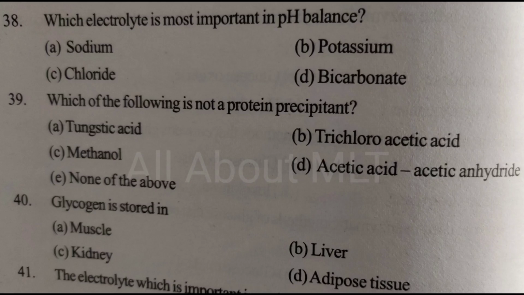Glycogen is stored in option A, muscle. Option B, liver. Option C, kidney. Option D, adipose tissue. Answer is option B, liver.